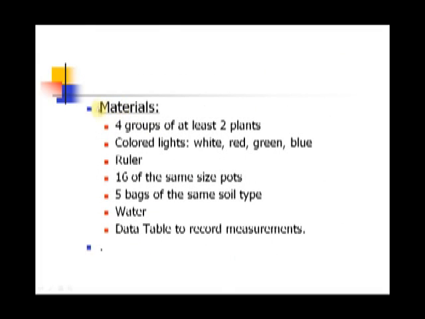Then we have your materials. You should always list your materials. Just like you list the variables, you would list the materials. We have 4 groups, at least 2 plants, colored lights, white light, which is not really colored light, red light, green light, and blue. You would have a ruler. What is a ruler for? Oh, for measuring the plants. Make sure you plan ahead of time. 16 of the same size pots. 2 bags of the same soil type. Notice I have 16. I'm exact, very precise. Bags of soil, mixed, are the same. Water. And don't forget your data table. You must always record your data.